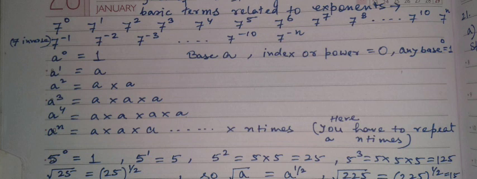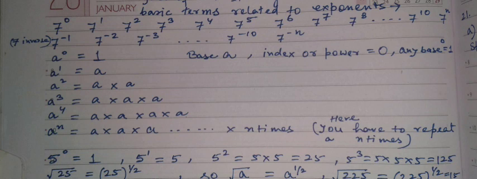First of all, starting with some basic terms related to exponents. 7 to the power 0, 7 to the power 1, 7 to the power 2, 7 to the power 3. Or we can say 7 to the power 2 is 7 square and 7 to the power 3 is 7 cube. 7 to the power 4, 7 to the power 5, 7 to the power 6, etc.